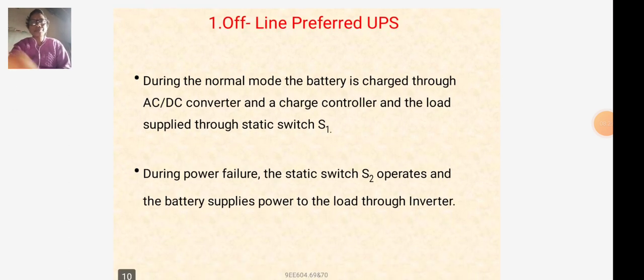During normal mode, the battery is charged through the AC to DC converter and the charge controller, and the load is supplied through static switch S1. During power failure, static switch S2 operates and the battery supplies power to the load through the inverter.